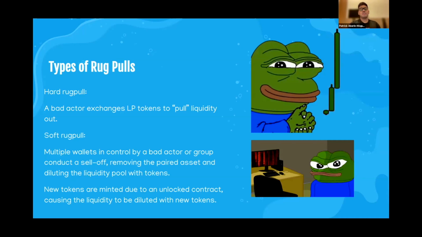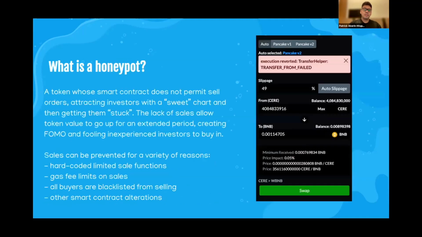And you also have a soft rug pull. So that would be multiple wallets in control by a bad actor or a group conducting a sell-off, removing the paired asset and diluting the liquidity pool with tokens, or new tokens are minted due to an unlocked contract, causing the liquidity to be diluted with new tokens, and that allows them to pull out the paired asset like BNB or BUSD out of the liquidity pool. So we'll just move on now to what is a honeypot.